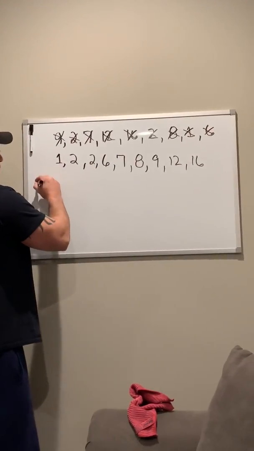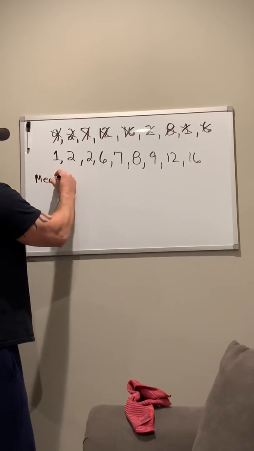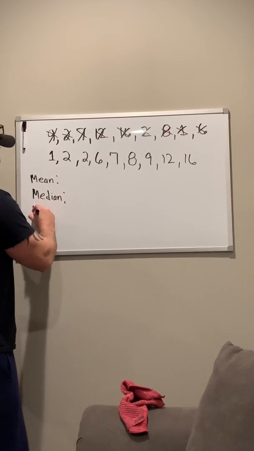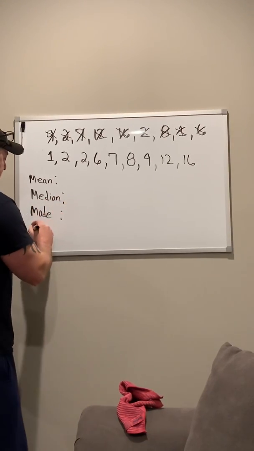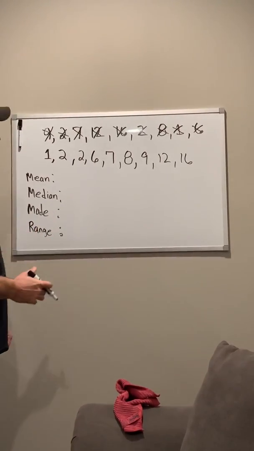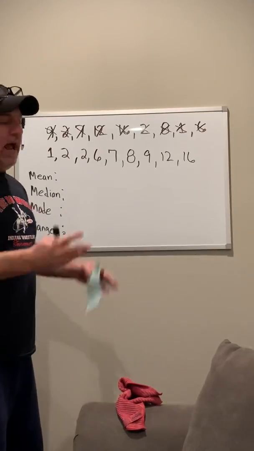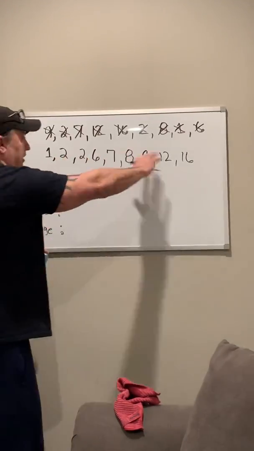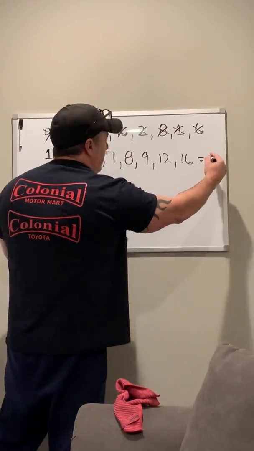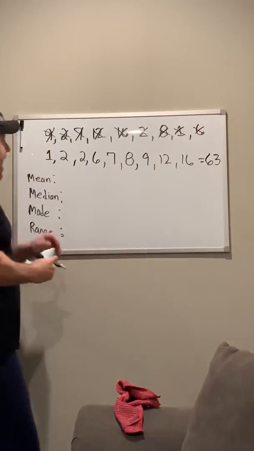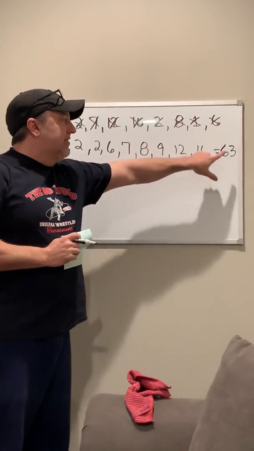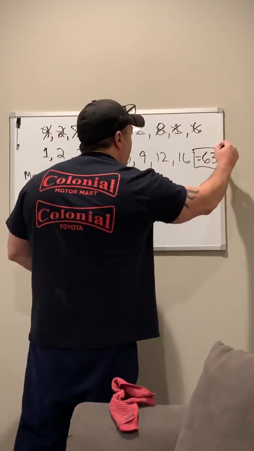Now we are going to work on mean, median, mode, and finally, the easiest one, range. All right, mean is the average of a number, or an average of a total. So we're looking for the average total of this. I added all of these numbers up, and I'm telling you now, they better equal 63. So when you add up 1 plus 2 plus 2 plus 6 plus 7 plus 8 plus 9 plus 12 plus 16, you get 63, okay?